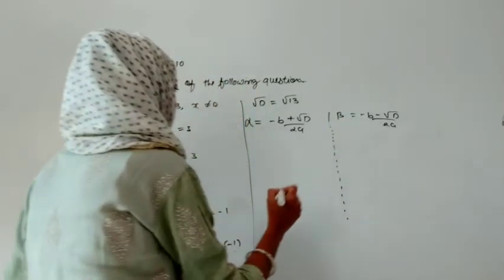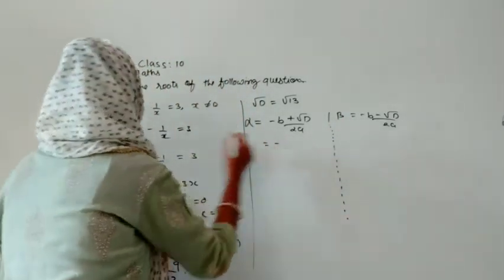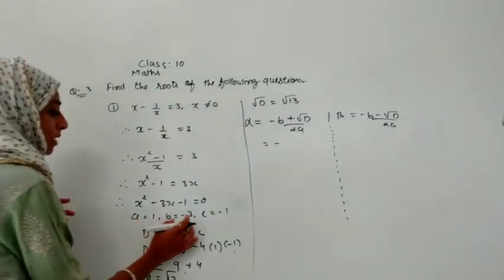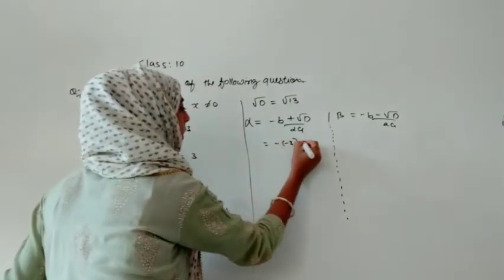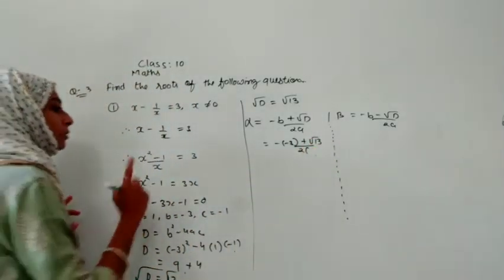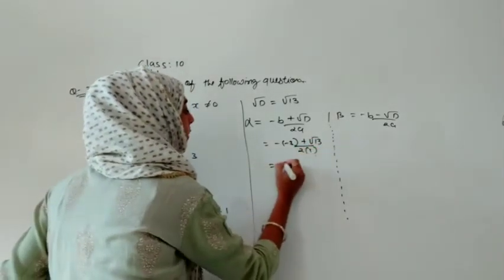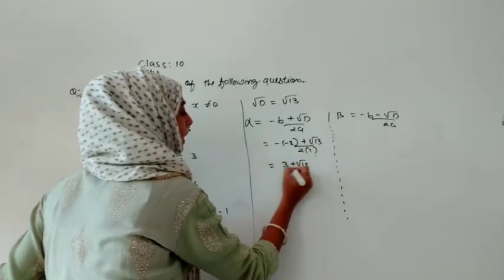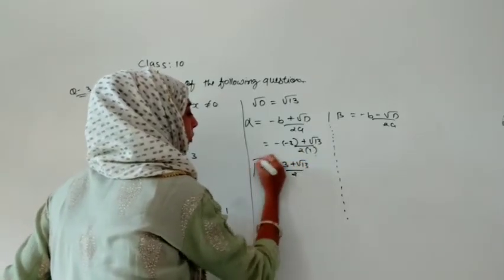Let me substitute over here. As you can see, the value of b is minus 3, under root d is under root 13, 2, the value of a is 1. So here we are writing 1. So it will become 3 plus under root 13 over 2 ones are 2, that is the value of alpha.